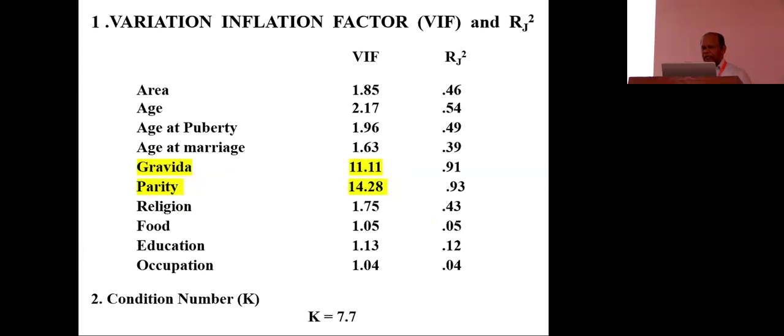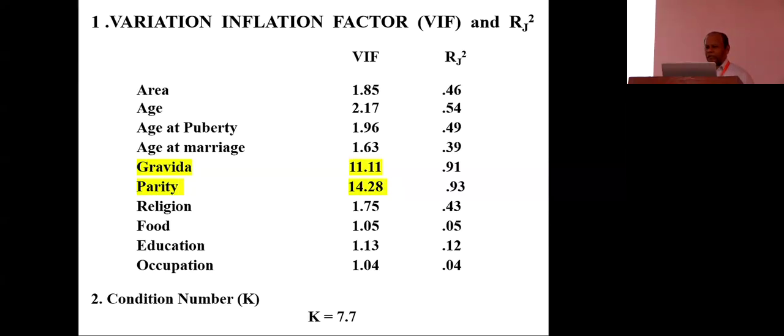Usually this is assessed by many statistics, the case statistics and variance inflation factor and so on. See, for example, when all other variables were around 1 or 2, the gravity and parity had values 11 and 14. It tells you there is a strong correlation going on between these two variables and will affect your regression coefficients.